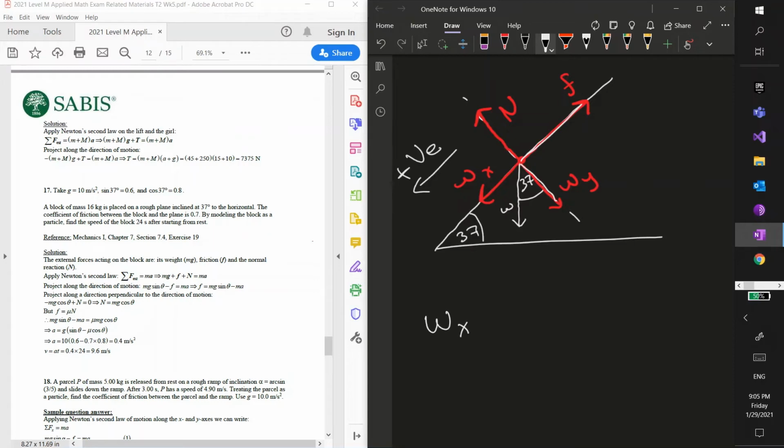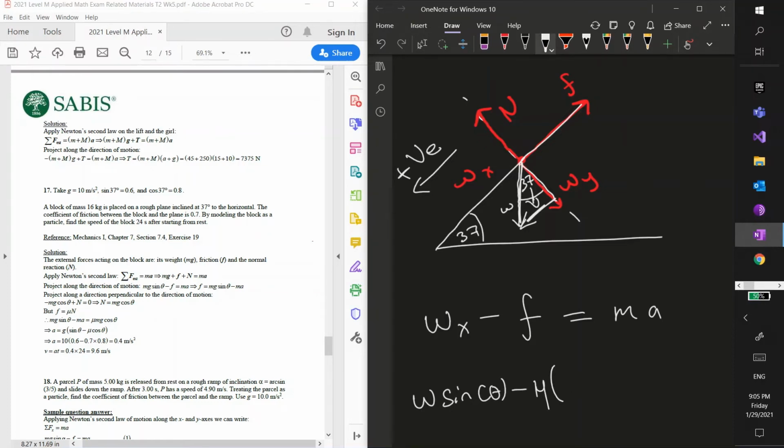So on the x-axis, these are your forces. And since it's accelerating, you have ma. Your weight on the x-axis is just going to be this weight multiplied by the opposite of this angle, because you want this vector, and this vector is equivalent to this vector. If you want to get something opposite to an angle, you multiply by sine. So it's going to be weight sine theta. What is your friction? Your friction is normal multiplied by mu.